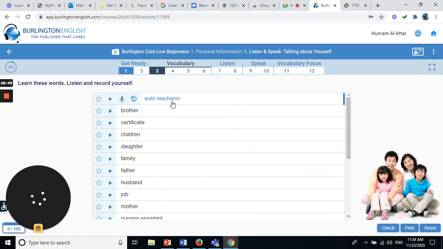Now, if you click on this little microphone here, you will be able to record yourself saying this word. If you click on it, it will start blinking red and white or red and blue. Once it starts blinking, you can start to speak. Auto mechanic. After we record, this will become like a circle like this, and then you can move on to the other word. And you do the same thing. You repeat the same thing.